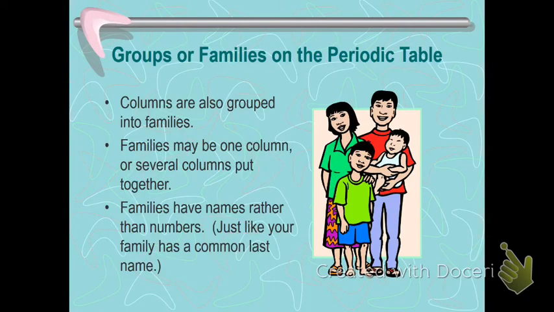So groups or families on the periodic table are the vertical up and down columns, and they are grouped into families. Most of the time we're going to talk about families being one column, but there are several columns put together. For instance, 3 through 12 we're going to call the transition metals, and they are going to be grouped lump sum together. Some families have names rather than numbers, just like your family has a common last name.